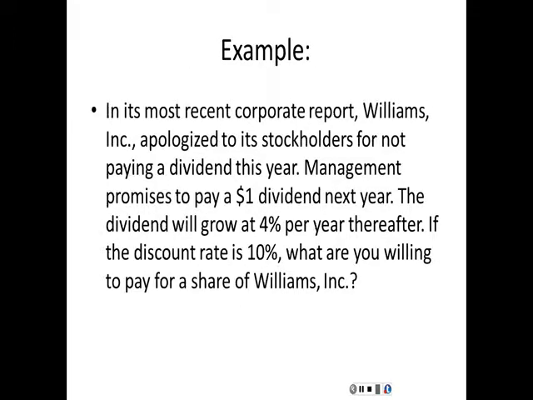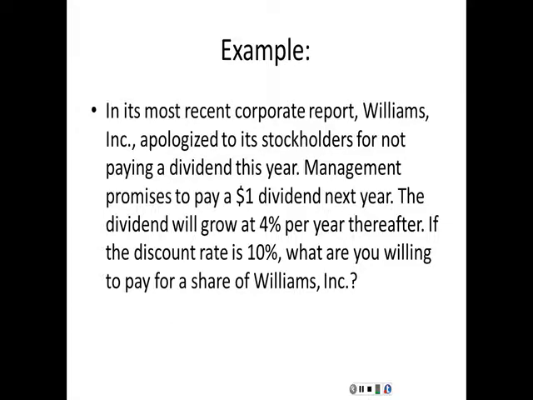Simple example. Williams Inc. apologized to its stockholders for missing a dividend. They managed to promise to pay a dividend of $1 next year. The dividend will grow at 4% per year thereafter. If our discount rate is 10%, what would we pay for a share of Williams Inc. today? Well, it's a stock, so it's a perpetuity. There's no end point. Our growth rate is 4%. Our cost of capital or discount rate is 10%. And our dividend next year is 1.